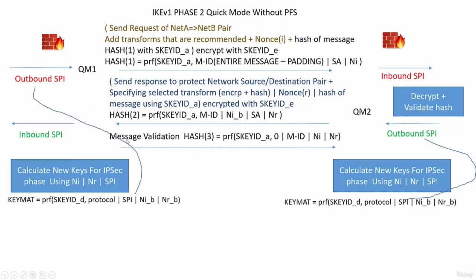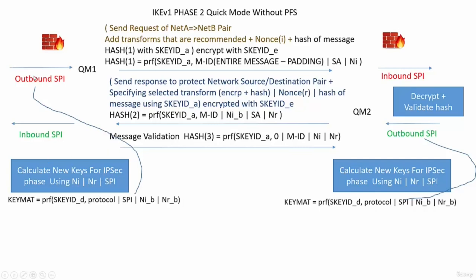In that phase, they exchange this information and validate each other using authentication. What's going to get calculated as new keys for the IPsec phase? The new key is referred to as keymat. The keymat is a pseudo-random function. It uses the SKEYID_d for the function input and the protocol ESP. It uses the SPI, which is the outbound SPI, as well as the nonce of the initiator and the nonce of the responder. So all those are used in a function to produce the keymat. That keymat is going to be the symmetric key that's going to get used to encrypt traffic going to the other firewall.